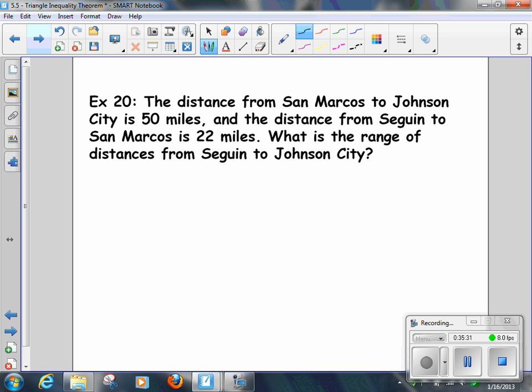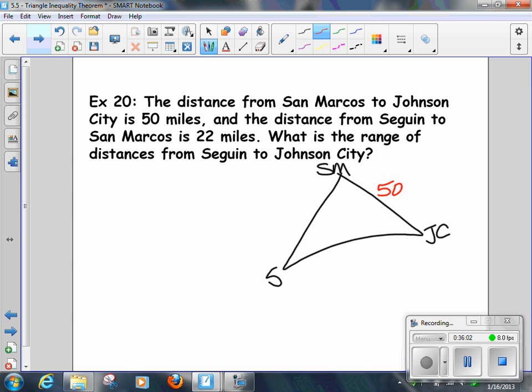What's missing? Picture. Draw it. I do not care what the triangle looks like. Just draw a triangle. And then put, look here, San Marcos, Johnson City, and whatever that word is, Seguin. All right, now look, the distance from San Marcos to Johnson City is 50 miles. I might put that right there between San Marcos and Johnson City, right? And then it says the distance from Seguin to San Marcos is 22 miles. Put it on the other side.